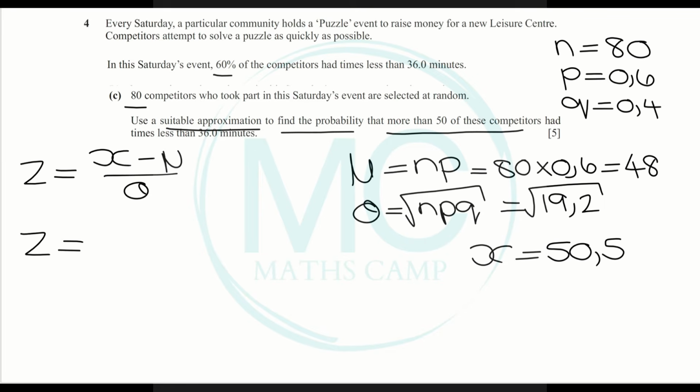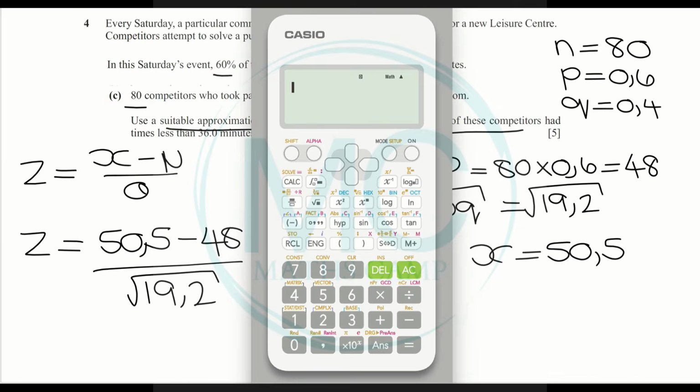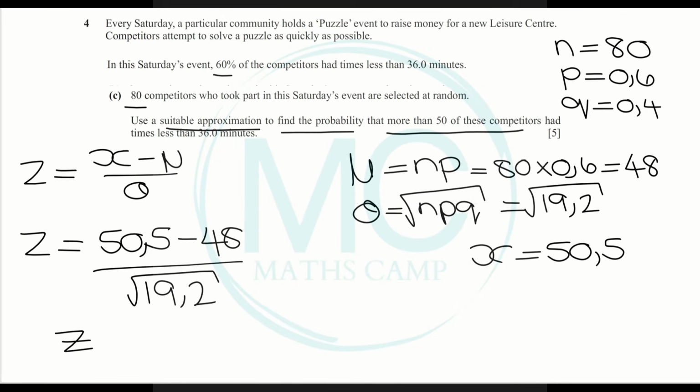Now that with these values, we can find Z. Z is equal to 50,5 minus 48 over standard deviation, 19,2 under a square root. Take your calculator. 50,5 minus 48 divided by square root of 19,2 is equal to 0,5705. Round off to 3 significant figures, and we see that Z is equal to 0,571.